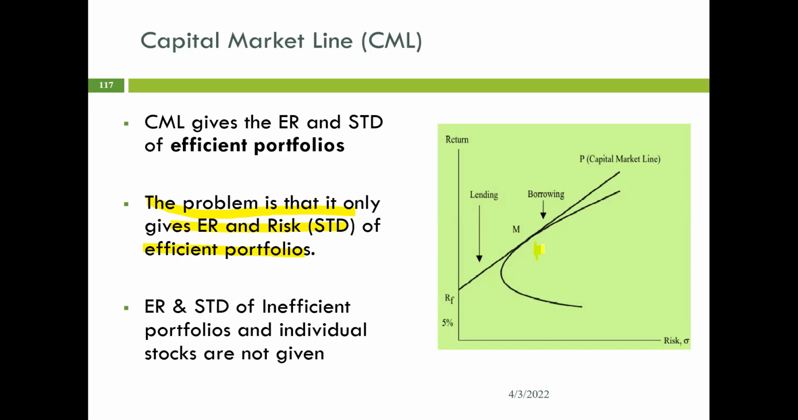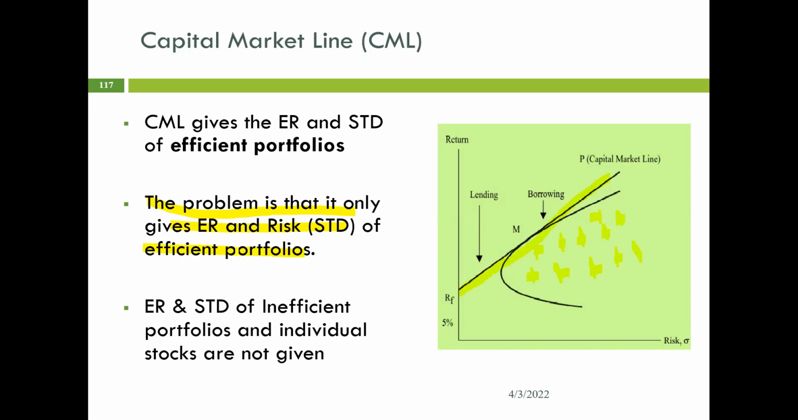Stocks and portfolios in this area are not efficient. They are not in the optimal portfolio. So how do we get the expected return for them? There can be individual stocks and portfolios in the market here. So how to calculate their expected return and standard deviation? You can't forecast their expected return based on this capital market line.